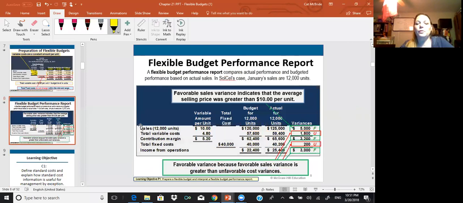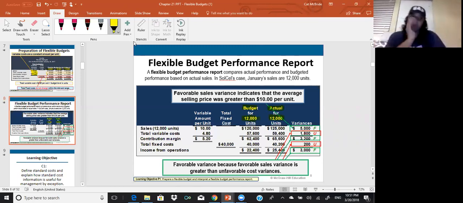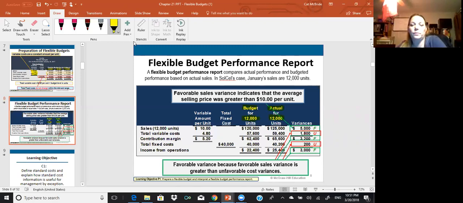So now when we look at the performance report, now we can say, okay, this was our budget if we sold 12,000 units. And this is our actual, like what our financial statements actually say. So if we sold 12,000 units, now we're comparing apples and apples. We plan to get $10 per unit, which would be 120,000. Somehow we managed to get 125,000, so we went over on sales somewhere. So we have a $5,000 favorable variance.